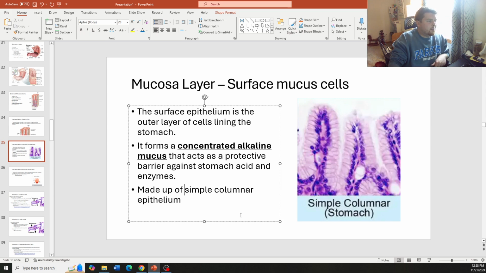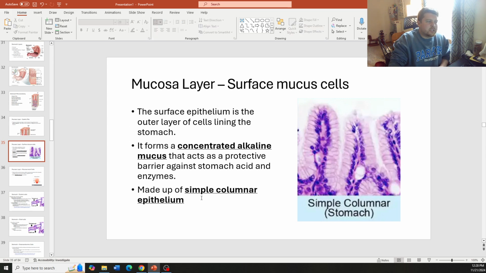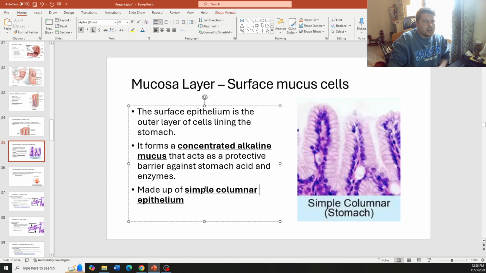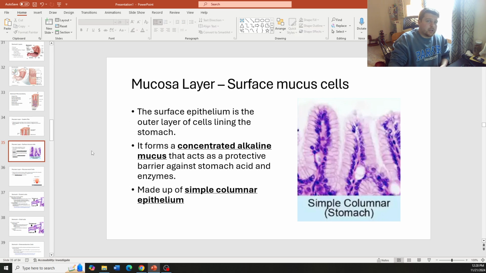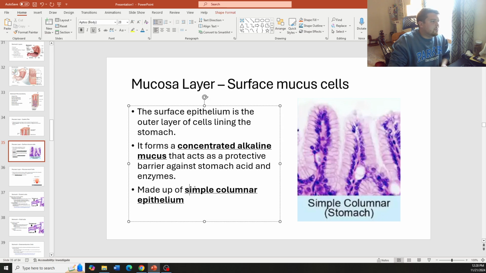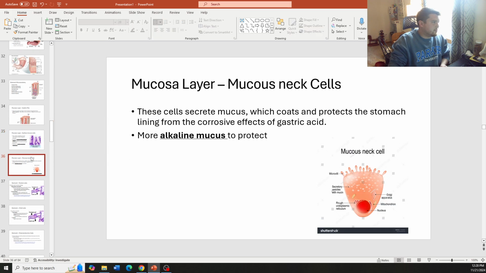And it's made up of simple columnar epithelial. Most of the time when we're dealing with mucus secretion, we typically are looking at more of a columnar type shape, but not always. Like the esophagus secreted mucus and they had mucus cells, and that was a simple squamous epithelium. But simple columnar epithelium here in the stomach.